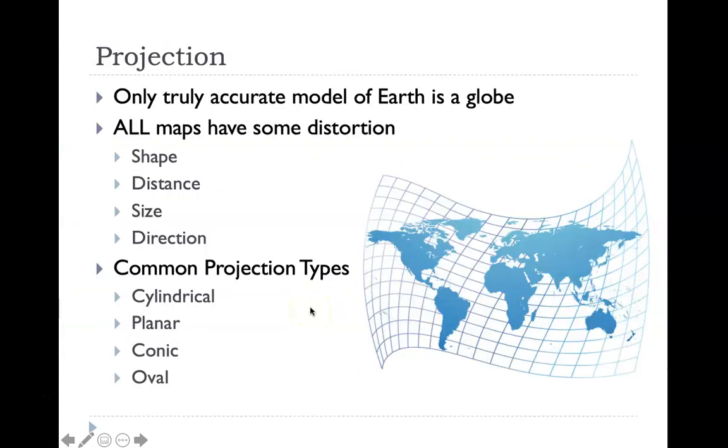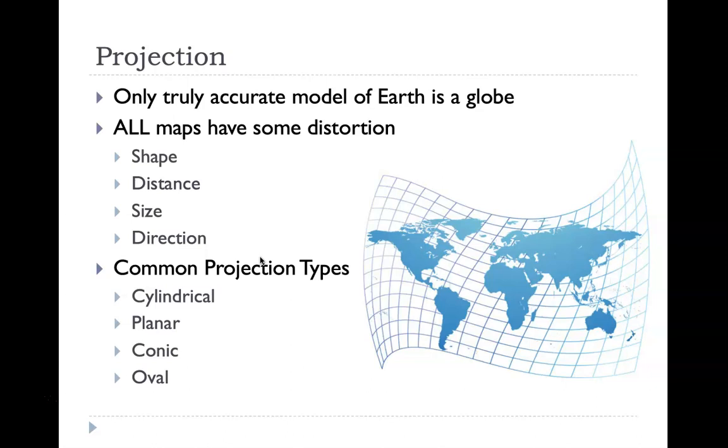Projection is our next big concept that we need to talk about. Remember, the only true accurate model of Earth is a globe, a three-dimensional thing being represented by another three-dimensional thing. If you move a three-dimensional thing to a two-dimensional thing like a map, you are going to get some distortion. So globes don't distort, but all maps have some sort of distortion. And it can distort a couple different ways: size, distance, shape, and direction.